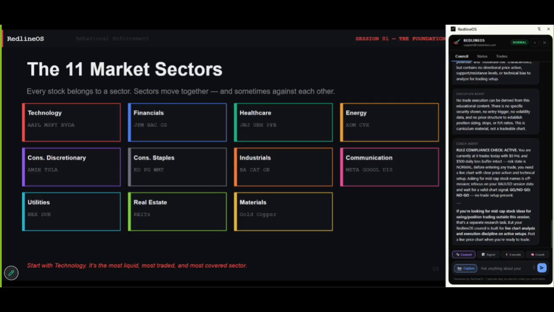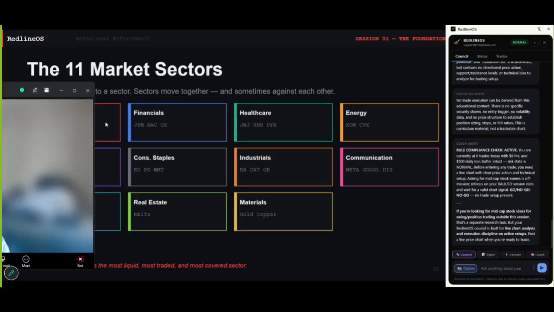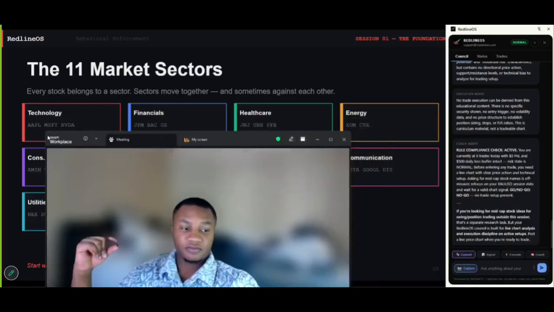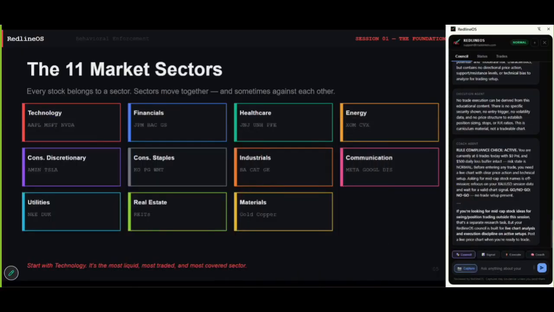The next sector we're going to talk about is the consumer sector. In the consumer sector, there are actually two types of consumers. We have the consumer discretionary, and we also have the consumer staples.